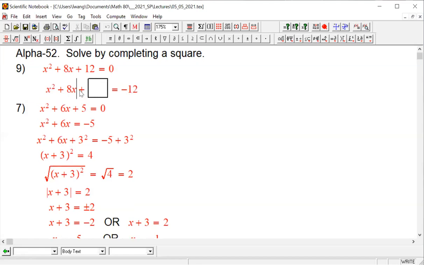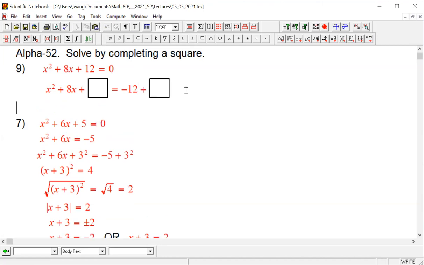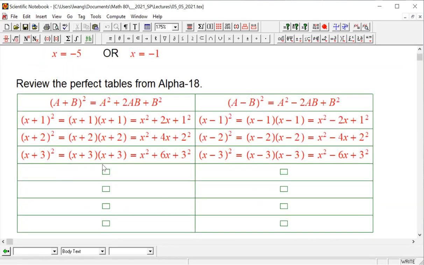Okay, so what do we add on both sides to make that perfect square on one side? With the example number 7 right in front of you, shall we figure that out? And think about x plus 4, which we have done, right? And x minus 4, which you just did.